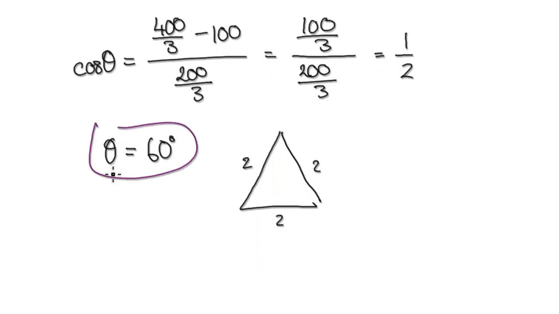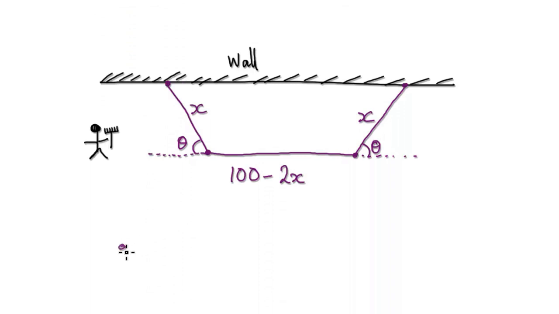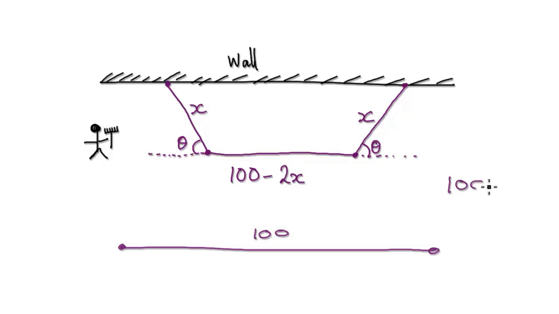So what that means is, if you're the farmer and you have a length of 100, what you do is you get your whole length, cut it into 3 equal pieces, and then somehow form an angle of 60. That will give you your biggest area. Okay.